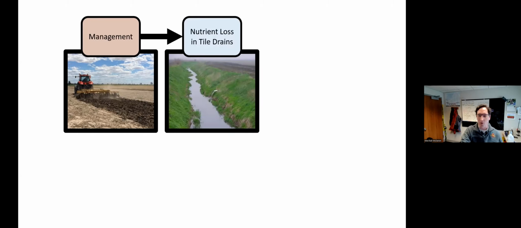Work by Matt Helmers here, our host, and others who have done these individually tile drained experiments. And there's other ways of measuring nutrient loss under different management practices. But we now understand pretty well which management practices reduce nutrient loss. This is part of the Iowa Nutrient Reduction Strategy.